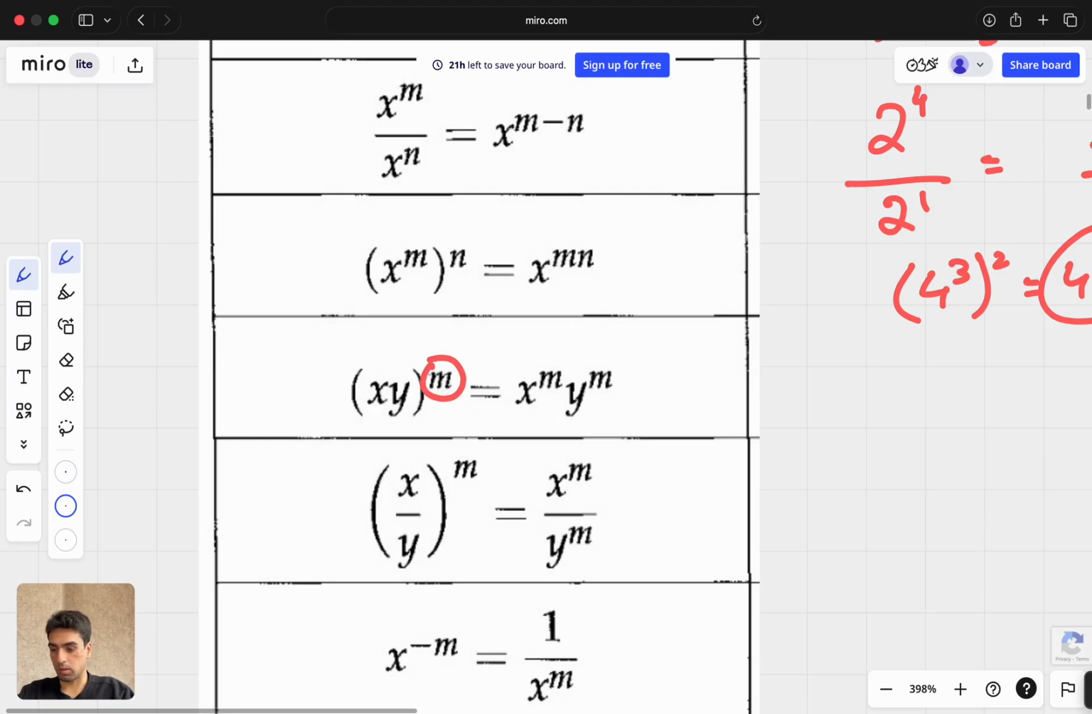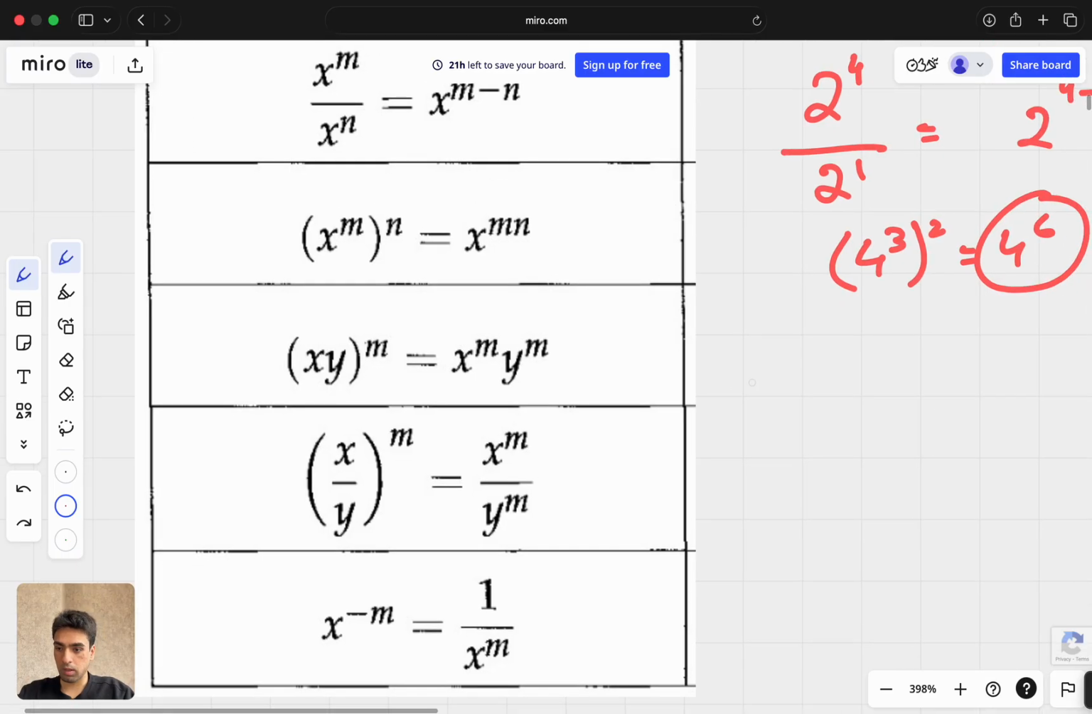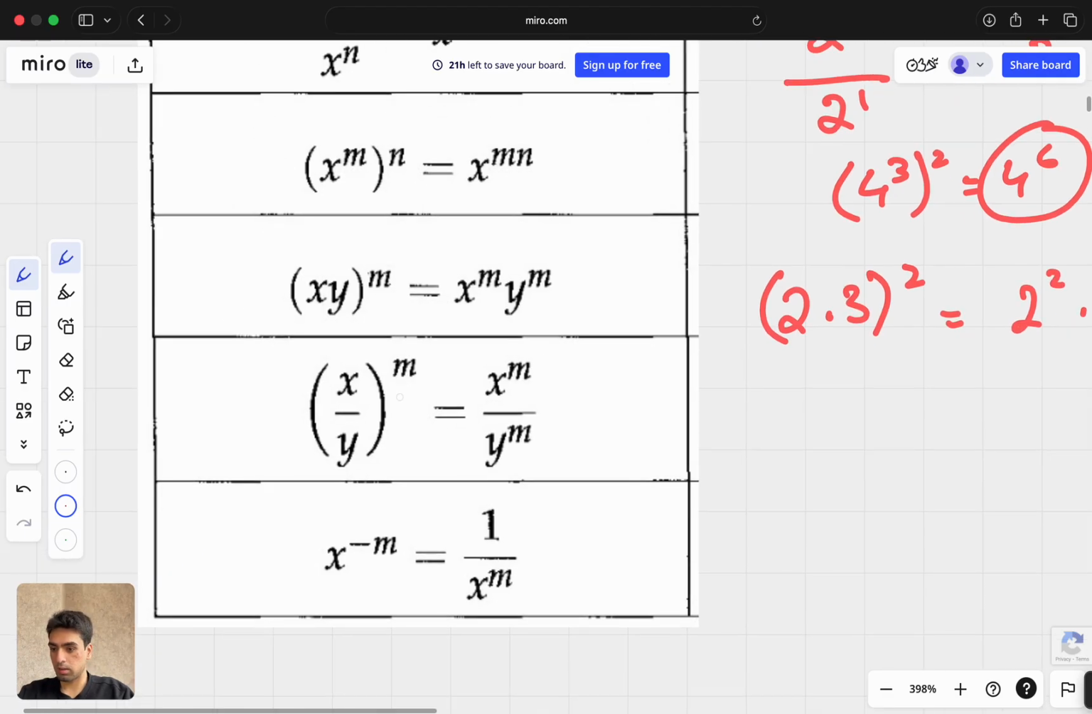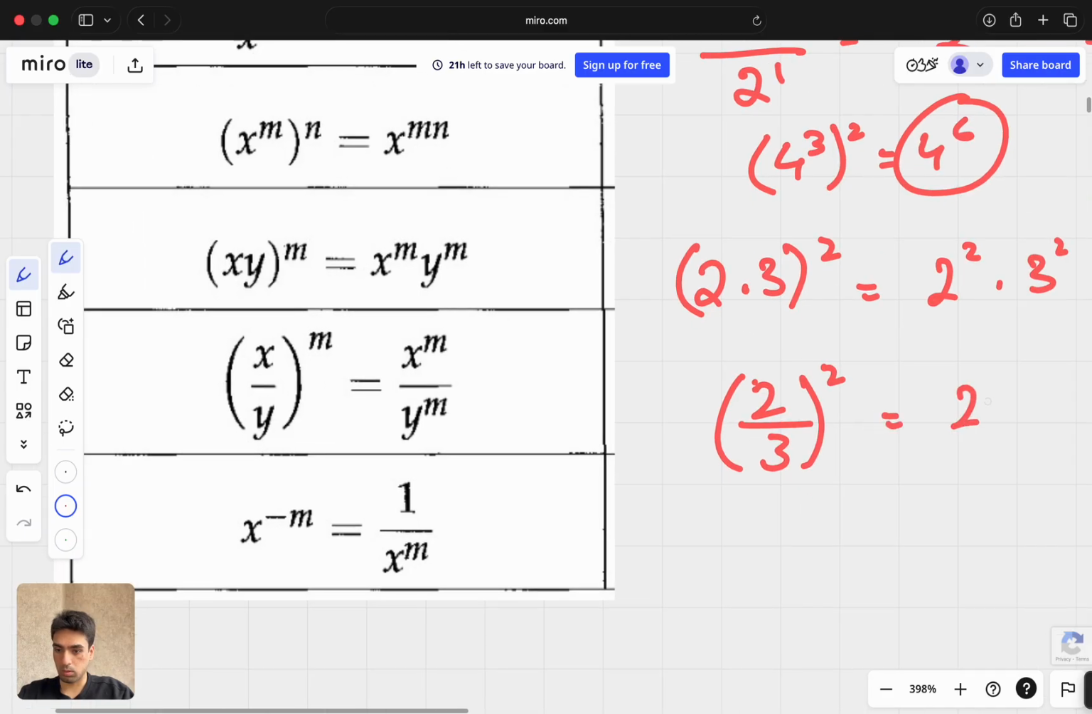Then you have xy to the power of m. Basically, in this, you just separate the powers. So this means x to the power of m and y to the power of m. It's like factorization. So for example, if you have, let's say, 2 multiplied by 3 to the power of 2, that means 2 squared multiplied by 3 squared. Next, we have it with division. It's the same thing, but with division. So 2 over 3, and let's say, for example, 2. In this case, it's going to be 2 squared divided by 3 squared, right?